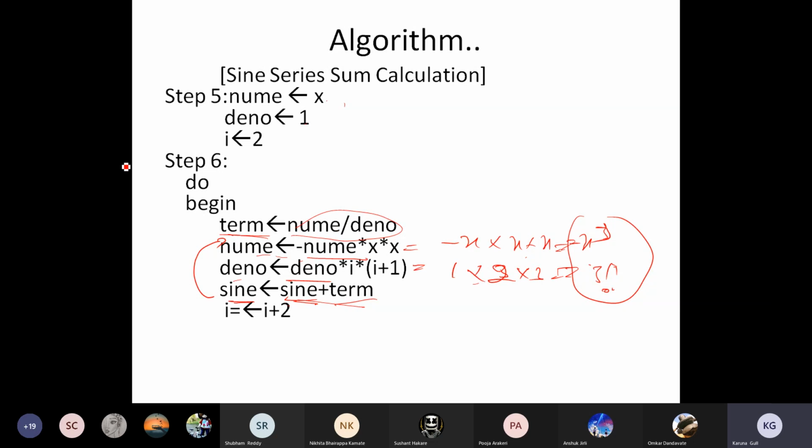And I said I'll be repeating this, but before that, I have to add the next value. It has to be 5 factorial. To get it as 5 factorial, what is the next thing I'm supposed to take here? I already have 3 factorial inside the denominator. But how can I make 3 factorial into 5 factorial? Multiplying by 4 and 5. Make it fast.